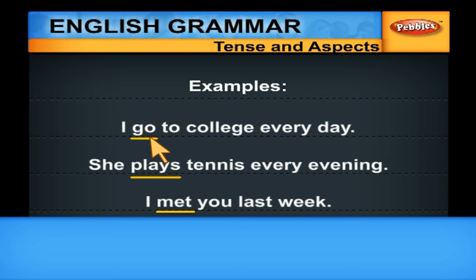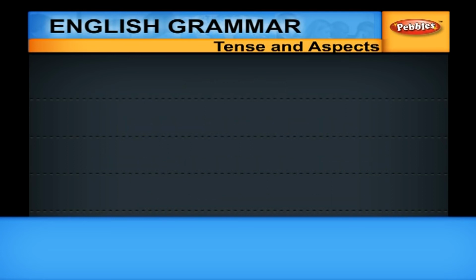This is what we call a lexical or main verb. These are sentences consisting of only one verb. Look at the sentence. I am singing. Here you have two verbs, am and singing. Singing is considered as the main verb or lexical verb, and am is a helping verb or auxiliary verb.